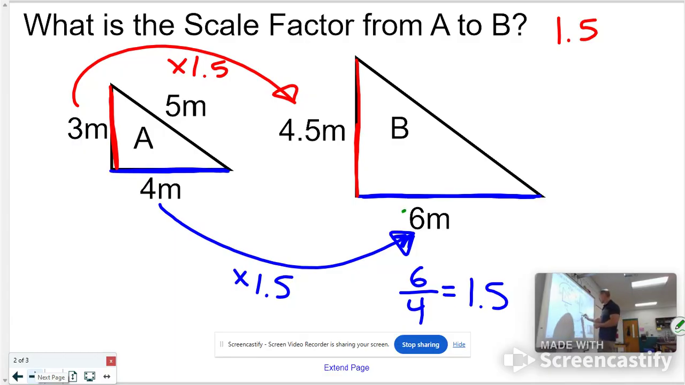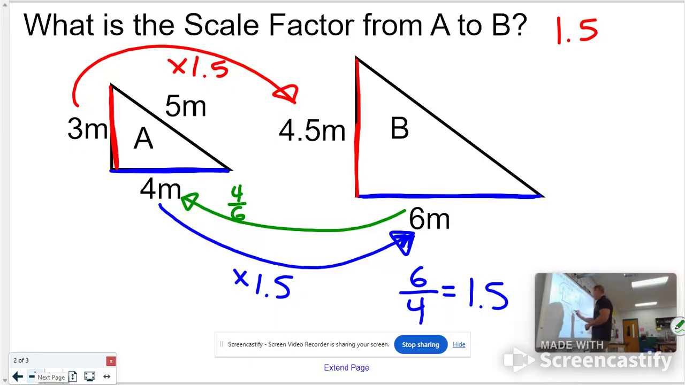So the difference is we would draw the arrow the other direction, and instead of doing 6 divided by 4, we would do 4 divided by 6. And you're going to notice that's just the reciprocal, where we flip the numerator and denominator of what it was from A to B. So going the reverse, it's always the reciprocal.